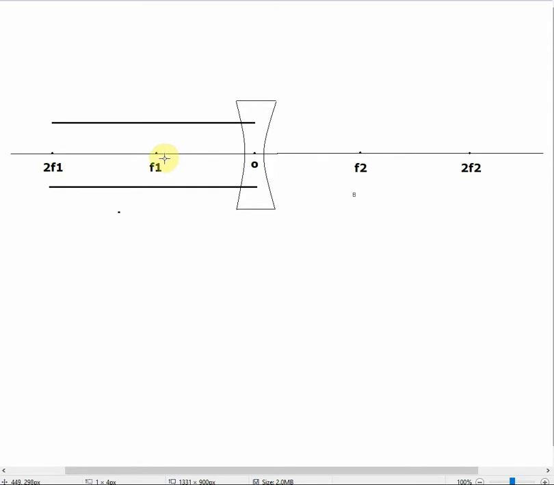That means we will align the scale such that the diverged ray will be drawn from this f1. If I show you that, it will look like this. Okay, similarly for this ray, this will be the picture.